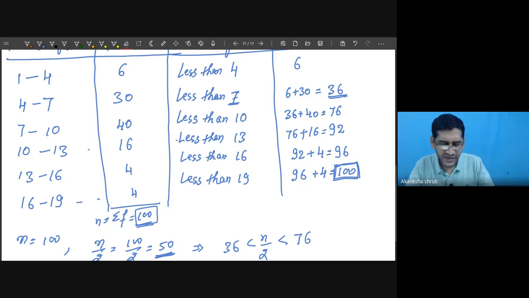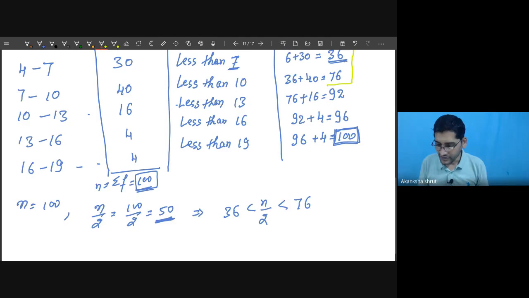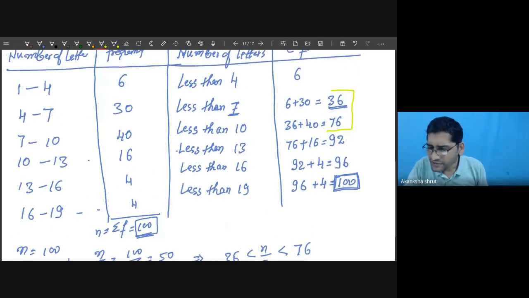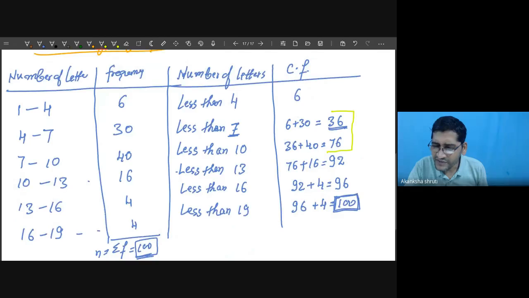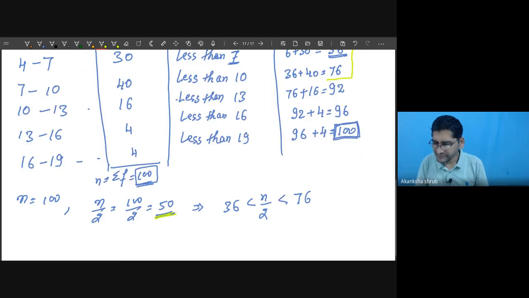Okay, students? So first you allocate this. If you are able to allocate this correctly, you can get the answer correctly, and more than 50% of students who commit mistakes do so in allocating this median class. So understand this. Observe between which two cumulative frequency values this n by 2 lies.